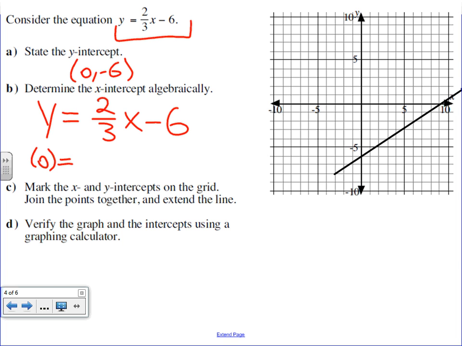I already stated the y-intercept. Next one was determine the x-intercept. You're going to have to move the 6 over. So 6 is equal to 2 over 3x. I'm going to multiply by 3 and then divide by 2. So 6 times 3 divided by 2 is equal to x. If you punch that into your calculator, you should get that 9 is equal to x.